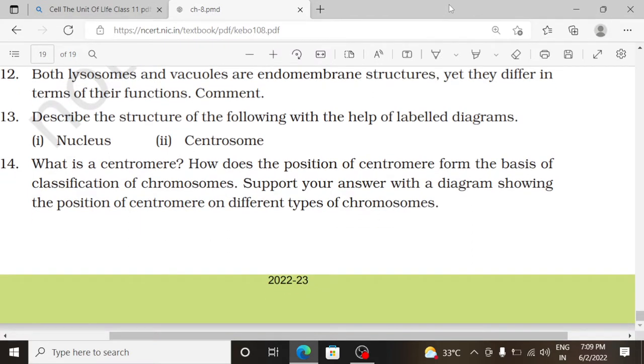14. What is centromere? How does the position of centromere form the basis of classification of chromosomes? Support your answer with a diagram showing the position of centromere on different types of chromosomes.